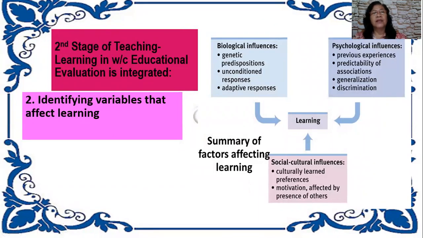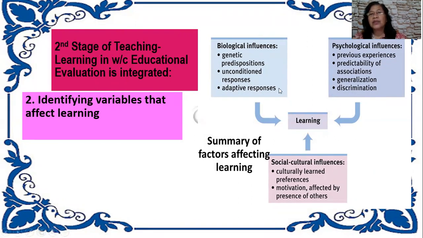Second stage of teaching learning in which educational evaluation is integrated is identifying variables that affect learning. So what are these variables that may affect learning? So it could be biological influences, including the genetic predisposition of a person, the unconditioned responses, the adaptive responses. Then psychological influences, previous experiences. Would it be traumatic or was that inspiring? The predictability of associations, generalization, and discrimination.